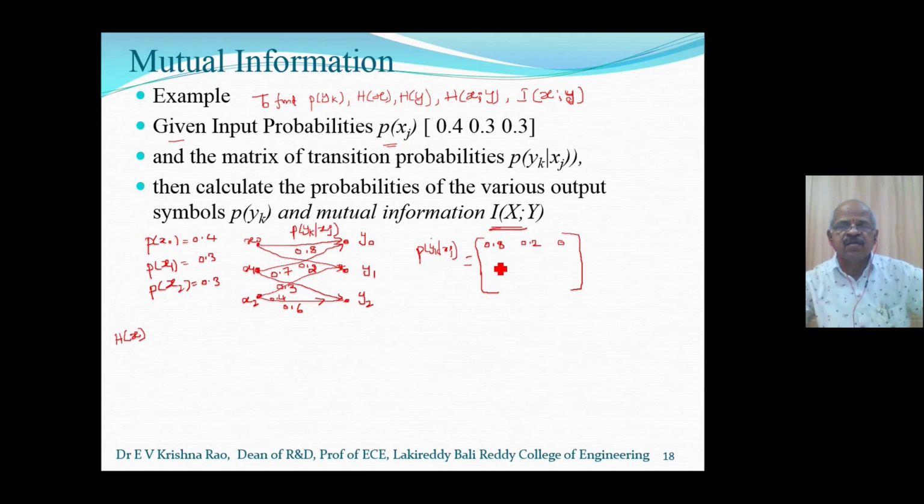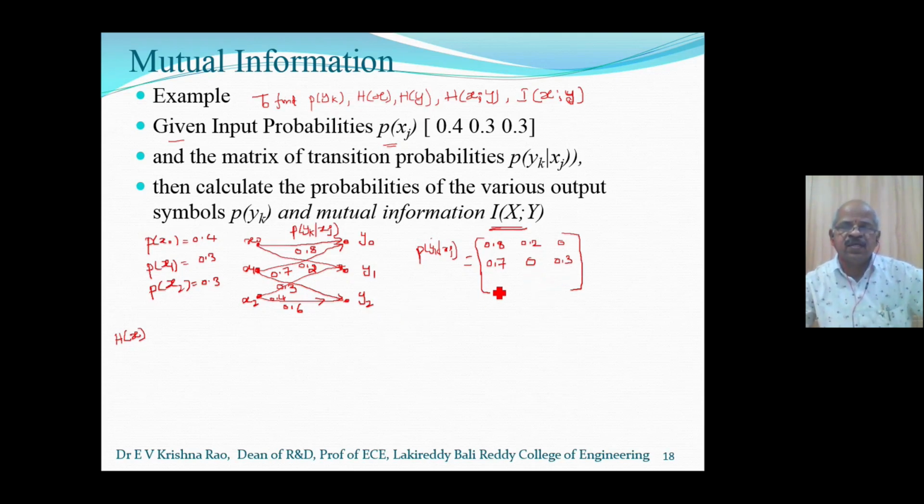Second row, for the second input x1. P(y0 at x1) is 0.7, P(y1 at x1) is 0, nothing, and P(y2 at x1) is 0.3. This is also 1.